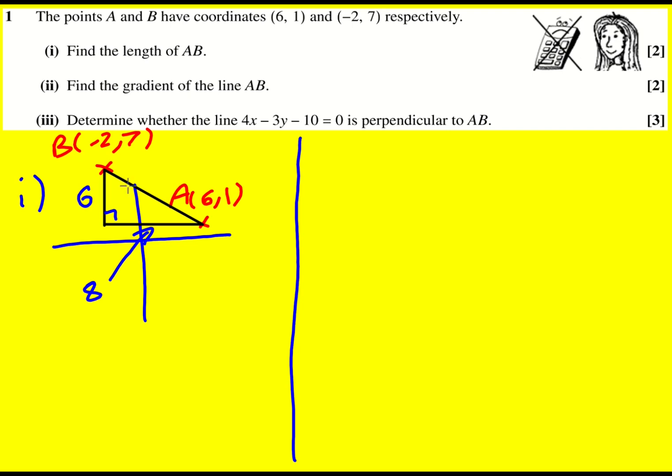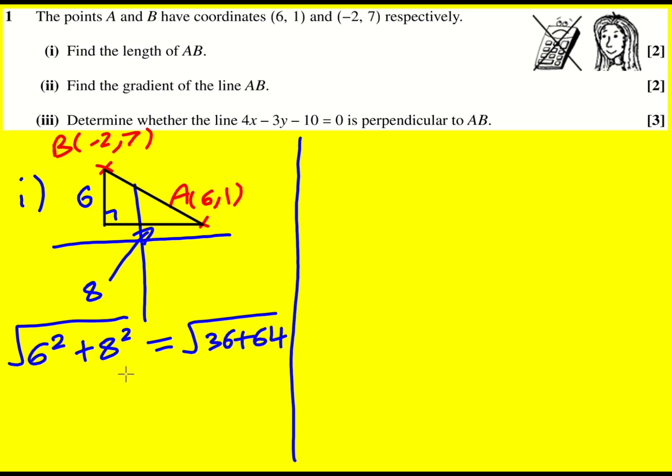And then if I want to work out the length, I can just use Pythagoras' theorem. 6 squared plus 8 squared, square rooted, which is going to be 36 plus 64, which is 100, root 100, or 10. And that's the answer.